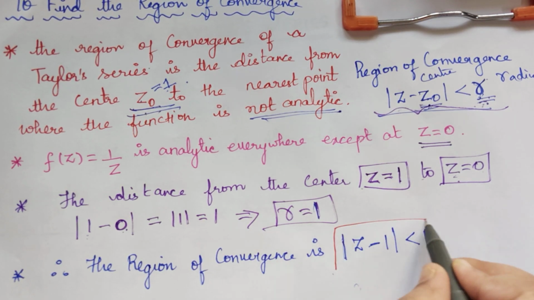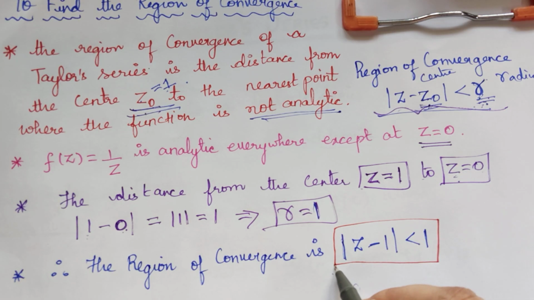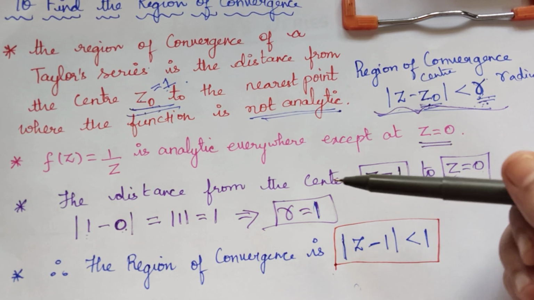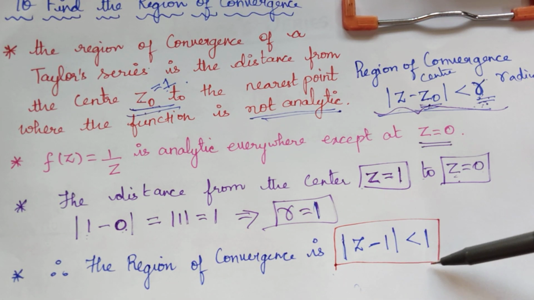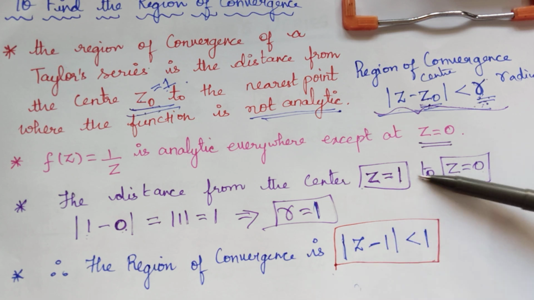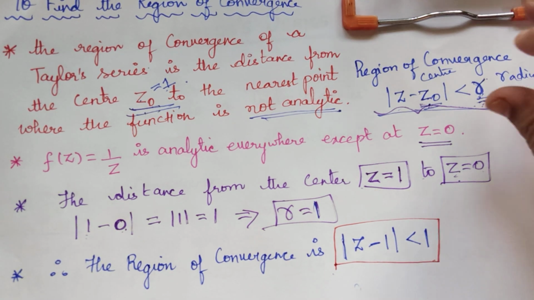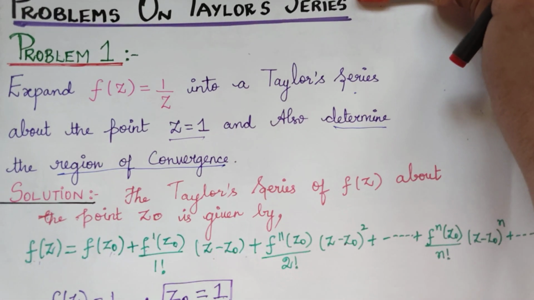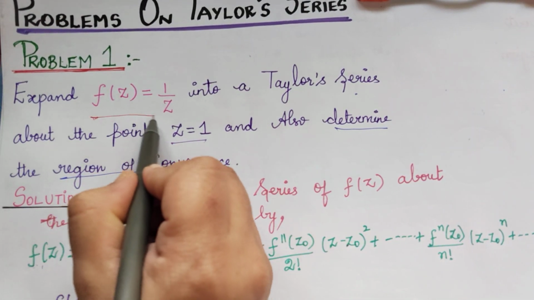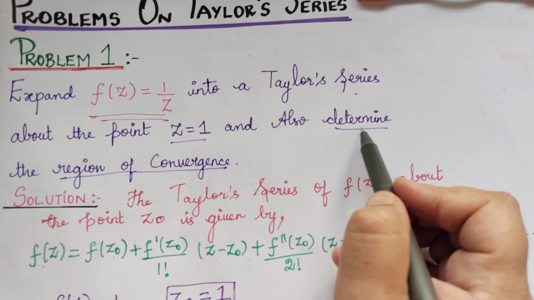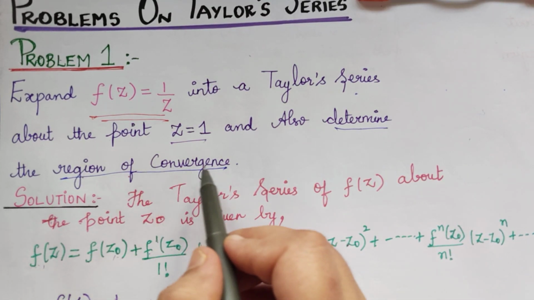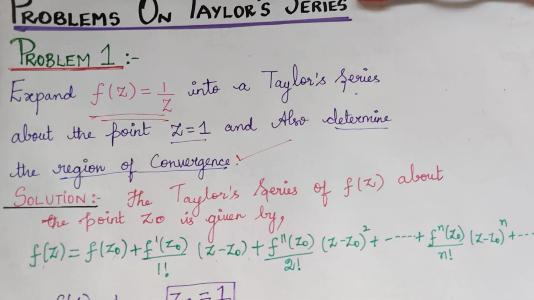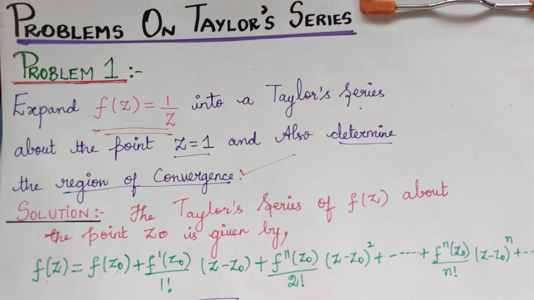Since this is the first problem under the Taylor series expansion, to find the region of convergence, I have written it in detail for your understanding. So in future problems, we can just make use of these concepts and directly write the region of convergence. So we have found the Taylor series expansion of the given function f of z equal to 1 by z, and also we have determined the region of convergence. So we are done with this problem. I hope you have understood this concept.